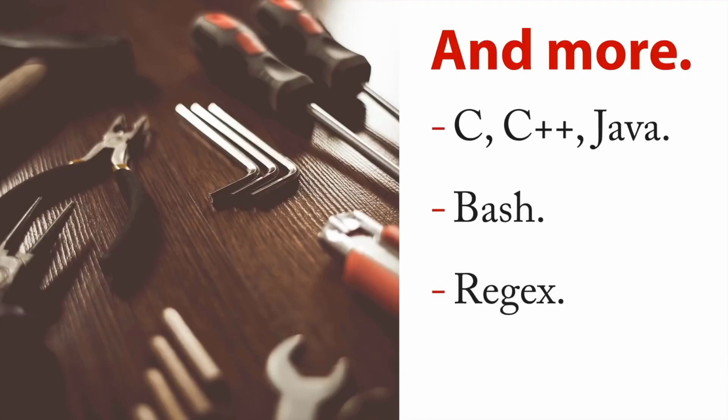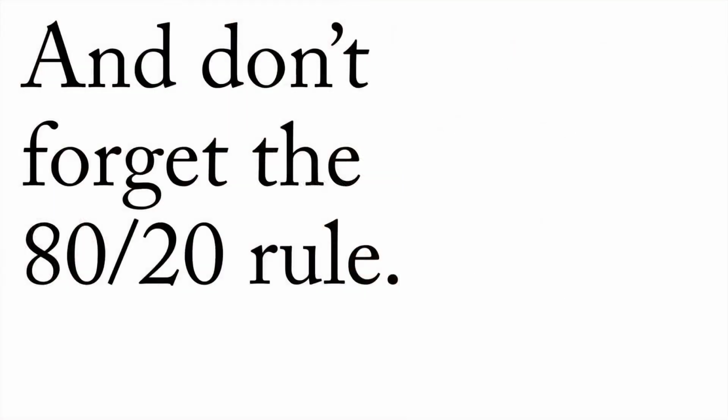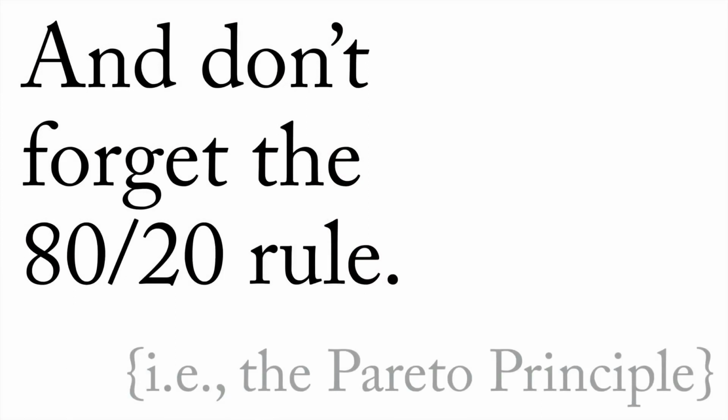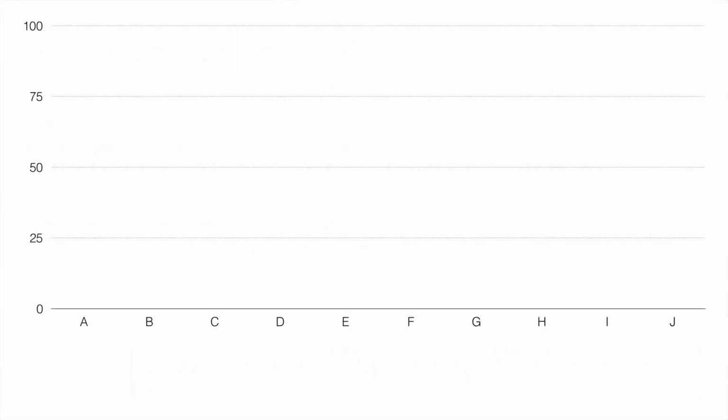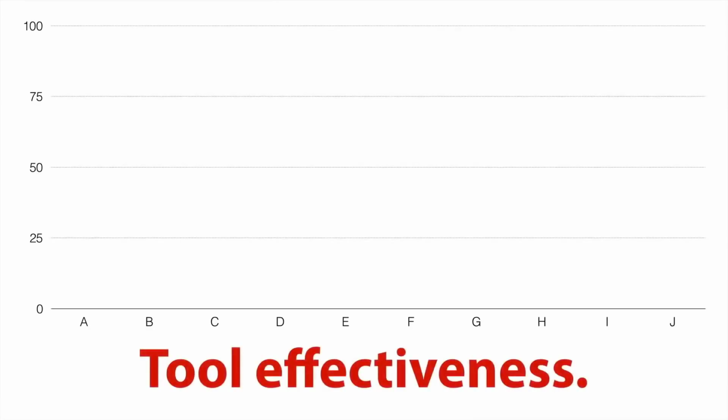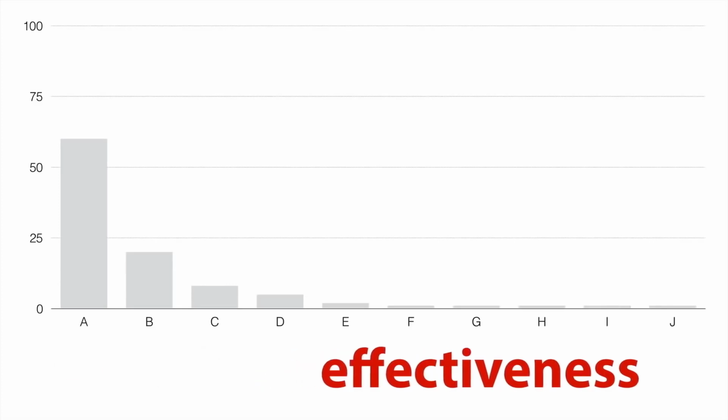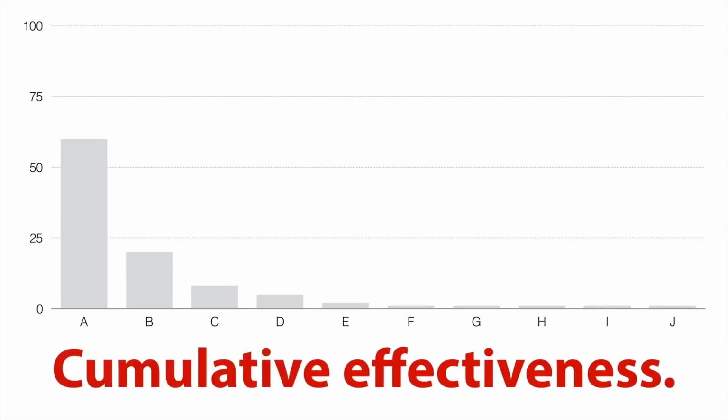But as you consider all the tools that you can use, don't forget the 80-20 rule, also known as the Pareto principle. The idea here is that you're going to get a lot of bang for your buck out of a small number of things. I'm going to show you a little sample graph here. Imagine that you have 10 different tools, and we'll call them A through J. A does a lot for you, B does a little bit less, and it kind of tapers down to a bunch of tools that do just a little bit of stuff that you need. Now, instead of looking at the individual effectiveness, look at the cumulative effectiveness. How much are you able to accomplish with a combination of tools?